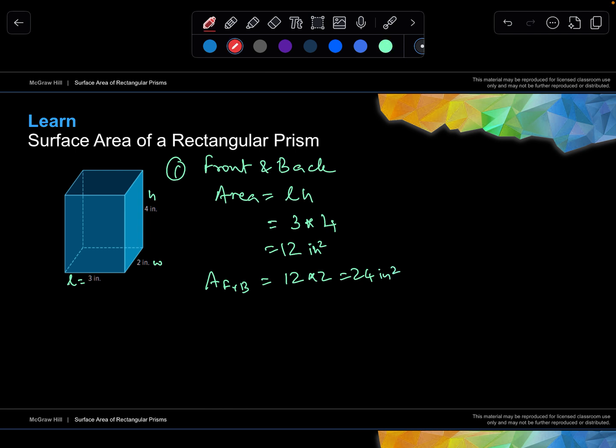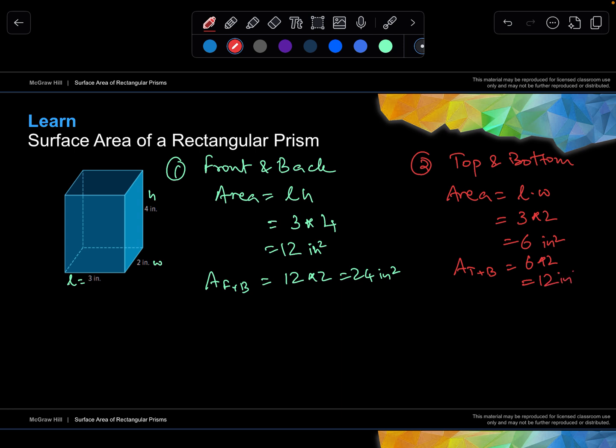My second step is the area of top and bottom. I know the area for the top and bottom is length times width. That is 3 times 2, which is 6 square inches. So the area of top plus bottom is 6 times 2, which is equal to 12 square inches.